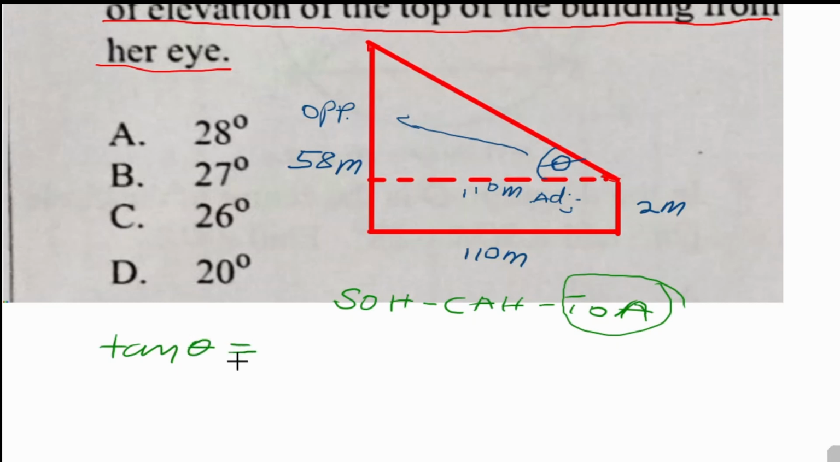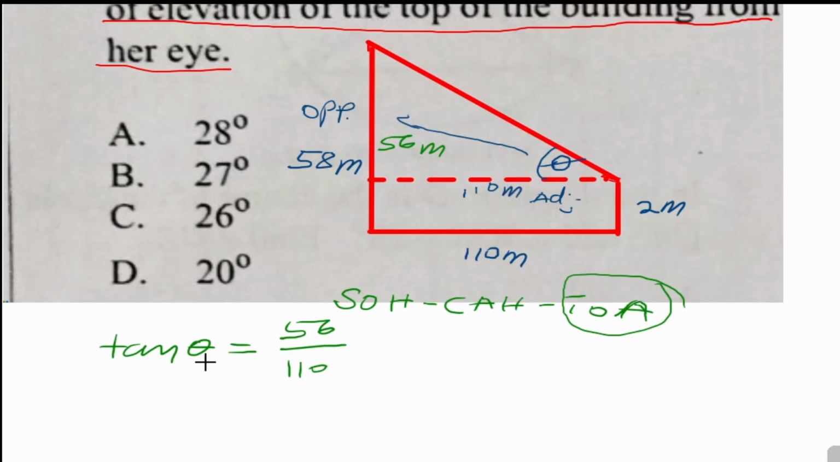theta equals opposite. Remember, the 58 meters here is the height of the whole building, but now we are using only the triangular part of this diagram. So this new height here is going to be 58 minus the 2 meters, which is the height of Mrs. Kebe, and that will give us 56 meters. So that's what we are going to use for our calculation. So 56 divided by 110, which is the adjacent.